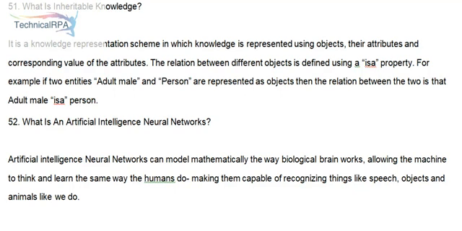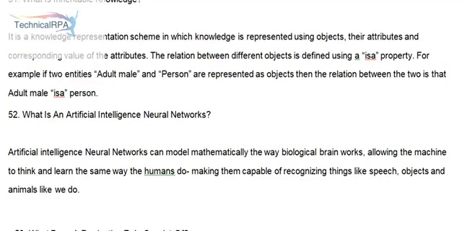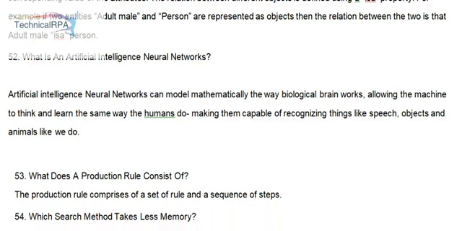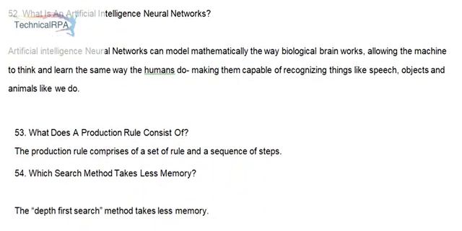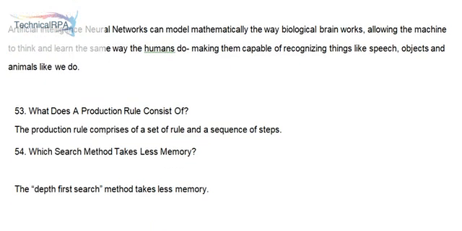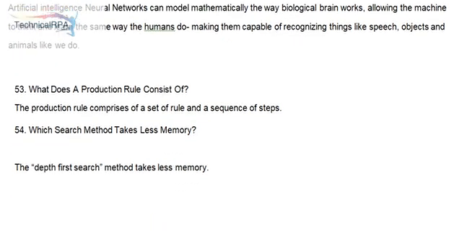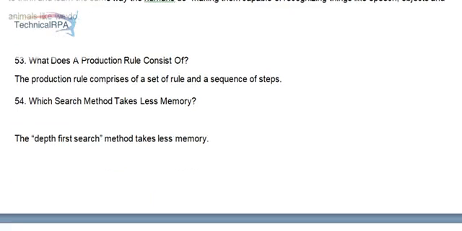52. What are artificial intelligence neural networks? Artificial intelligence neural networks can model mathematically the way the biological brain works, allowing the machine to think and learn the same way humans do, making them capable of recognizing things like speech, objects and animals like we do. 53. What does a production rule consist of? The production rule comprises a set of rules and a sequence of steps.